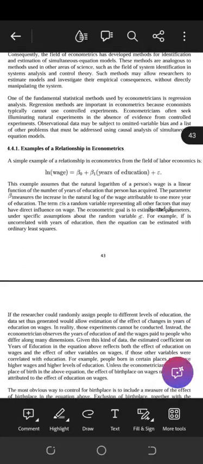So let's come to the next paragraph, which says one of the fundamental statistical methods used by econometricians is regression analysis. So regression methods are important in econometrics because economists typically cannot use controlled experiments. I already described regression for you.